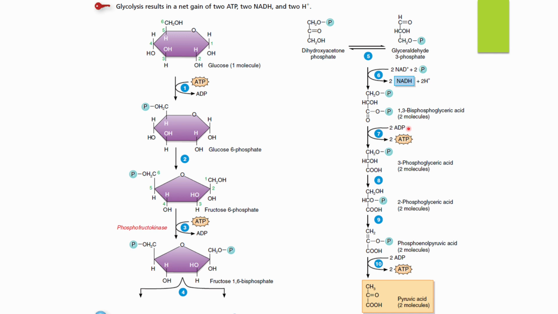Thus, this means the glycolysis reaction here produces 4 ATP molecules, and at the same time it uses 2 ATP molecules here. This makes the total ATP produced in the process 2 ATP.